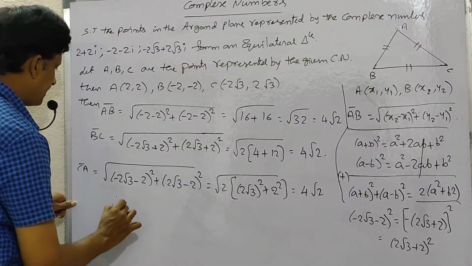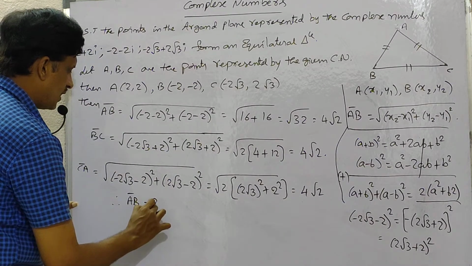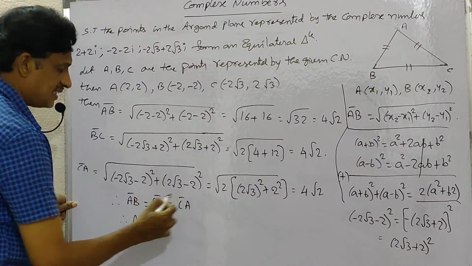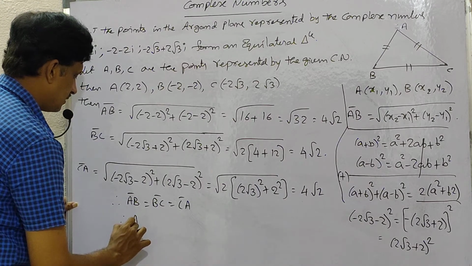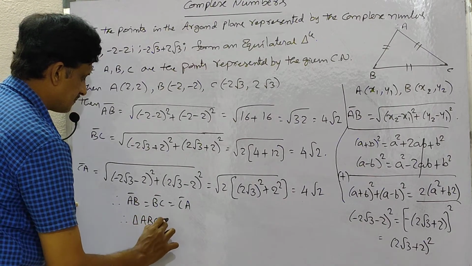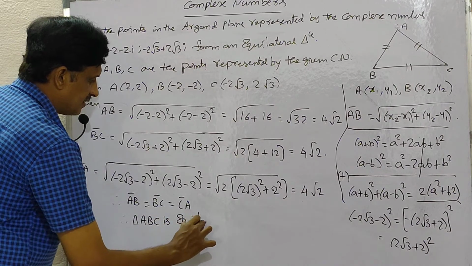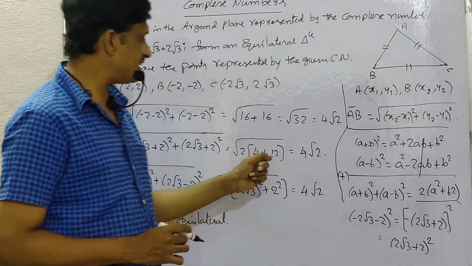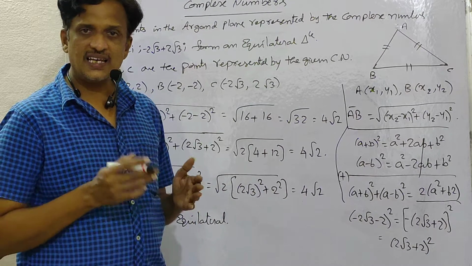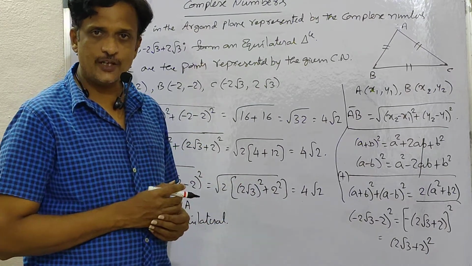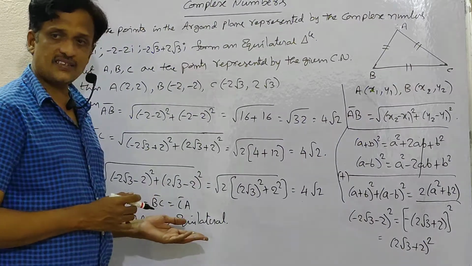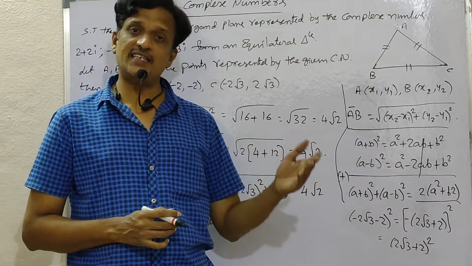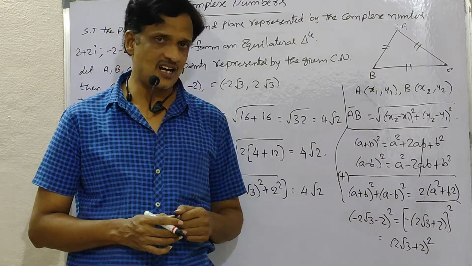So what can you say here? Length of AB equal to length of BC equal to length of CA. Therefore, AB, BC, CA are of the same length. Triangle ABC is equilateral, since all the three sides AB, BC, CA are of the same length, that is 4 root 2 units. Measure the lengths of all the three sides, you are getting the same value, 4 root 2. Since the three sides are of the same length, you can say that it is an equilateral triangle. If any two sides are equal and the third one is different from these two, you can say that it is an isosceles triangle.